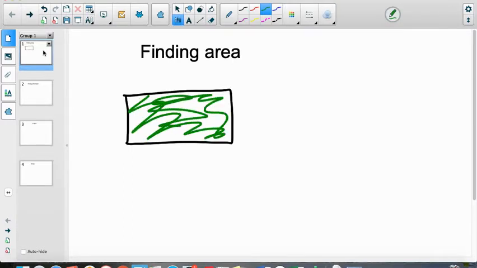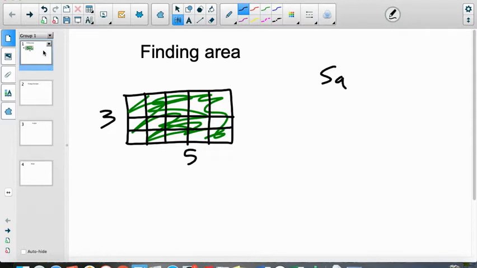So how much is inside? So let's say this is a 3 by 5. That means it would be 3 going up and 5 across. Square units. So area is measured in square units, like you were drawing squares in it.